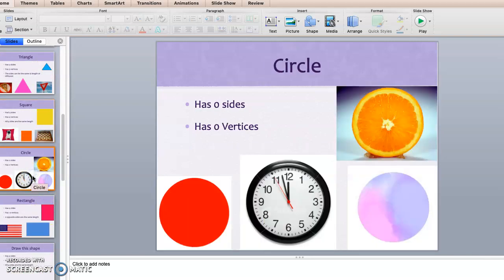Our next one is a circle. So this one may seem a little weird because a circle doesn't have any sides and it doesn't have any vertices because it's completely round. So that means there's no point on a circle. It's just all one smooth line. So some of our examples are like an orange slice, or a clock, or a basketball, or many other things.